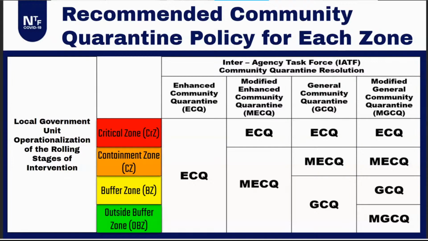And then you remember that your province was placed by the IATF under modified ECQ. So therefore, you decided to place all the succeeding zones, the containment zone, buffer zone, outside buffer zone, under MECQ. Kasi ito po yung lowest possible community quarantine measure that you can impose within your province. Okay? So, I think this is the last slide, yung recommendation for community quarantine policy in each zone.